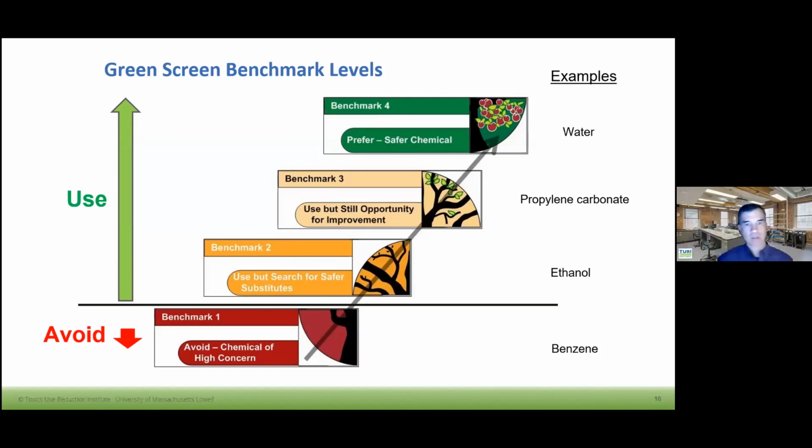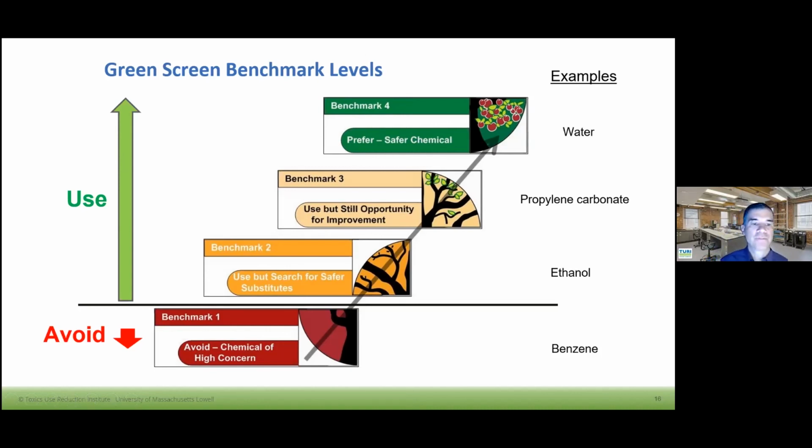Here we're focusing on the toxicity of the solvents, and we tend to use the GreenScreen chemical hazard assessment methodology that was developed by Clean Production Action. It basically categorizes all chemicals into four different benchmark levels. Benchmark 1 is the highest hazard, and basically you want to avoid it. It's a chemical of high concern. An example would be benzene as a solvent.